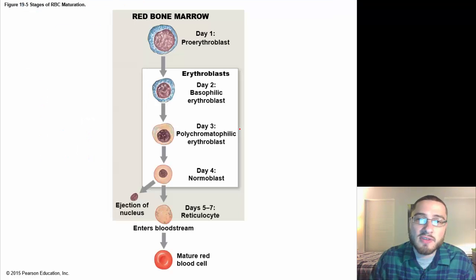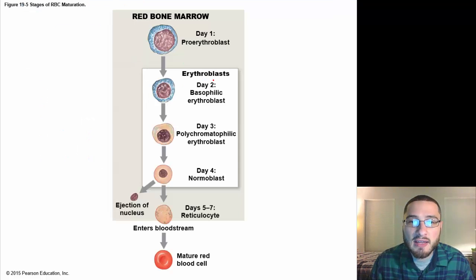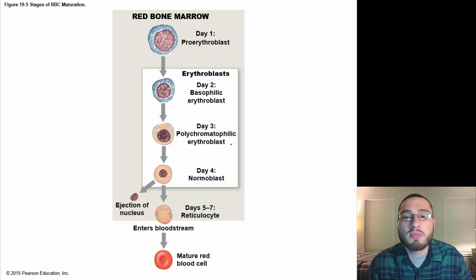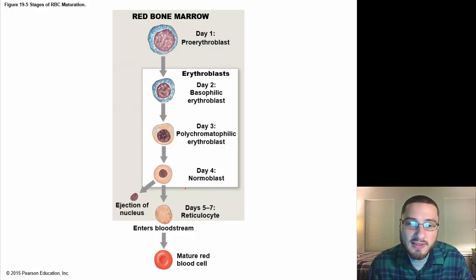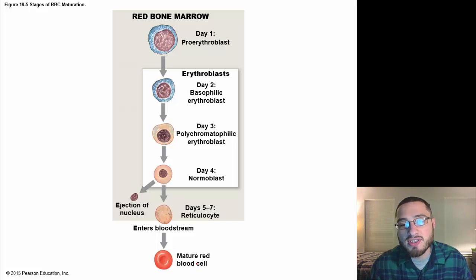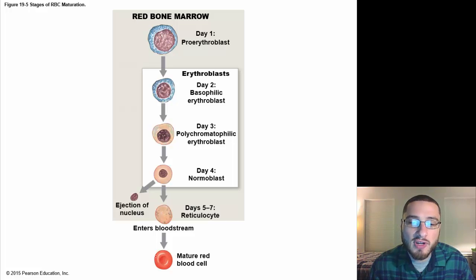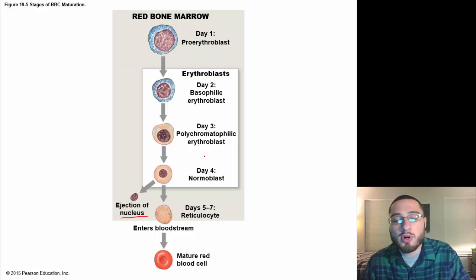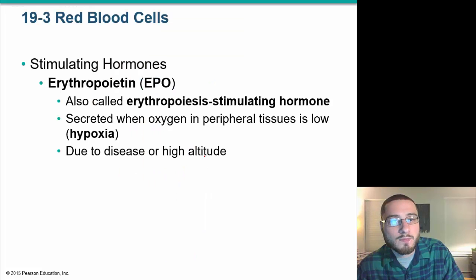Some stages of red blood cell maturation: on day 1 you have the proerythroblast, and then the erythroblast has 3 different stages, where you have your basophilic erythroblast, your polychromatophilic erythroblast, and then your normoblast, and then they become reticulocytes and mature, and then they become the red blood cells. Our mature red blood cells are anucleate because we eject the nucleus, and that is part of erythropoiesis.